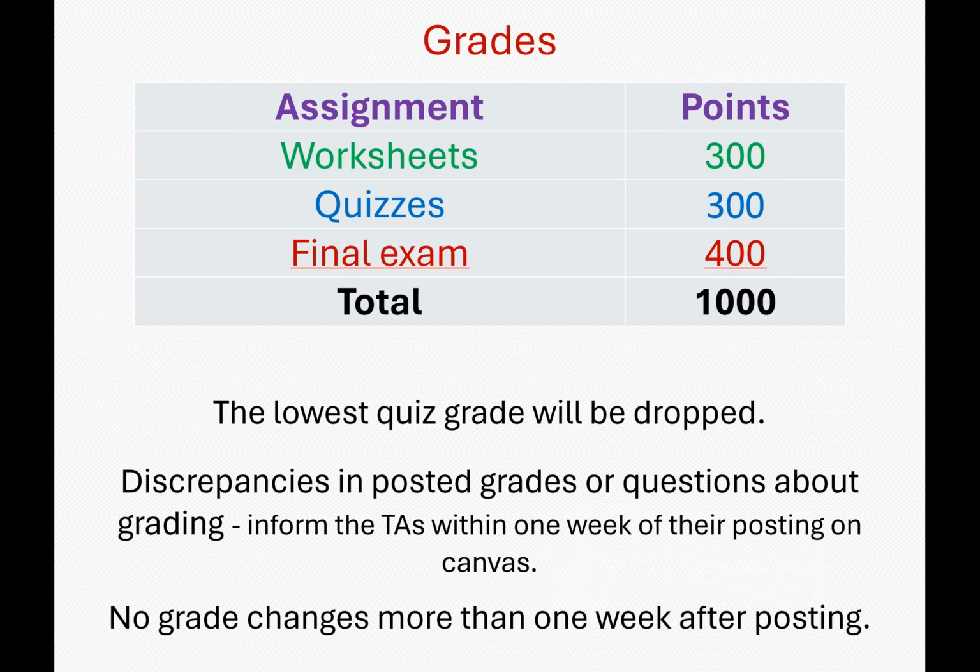The grade breakdown is 30% worksheets. Note that the worksheets are designed to talk you through your experiments and your results. We'll help you with the worksheets. You'll get 2 tries. So most people get all A's on the worksheets. This will be offset by 30% for quizzes and 40% for your final exam. You'll get to drop the lowest quiz grade.